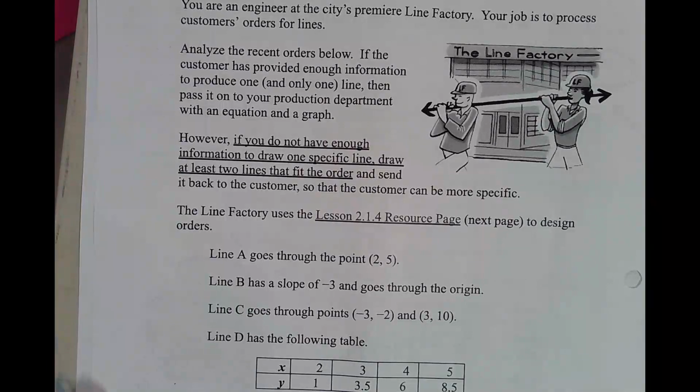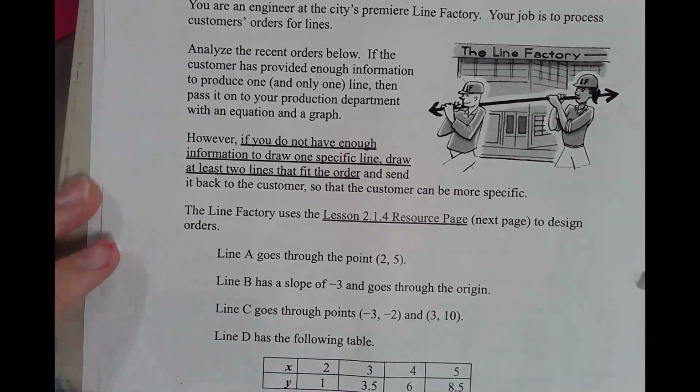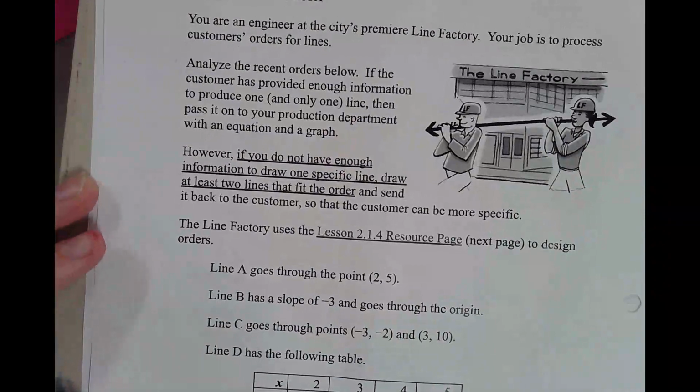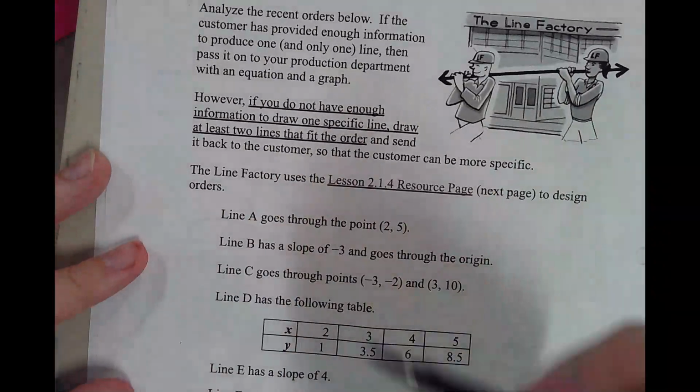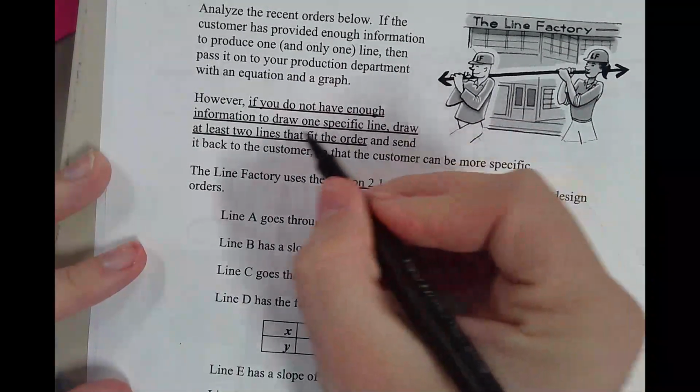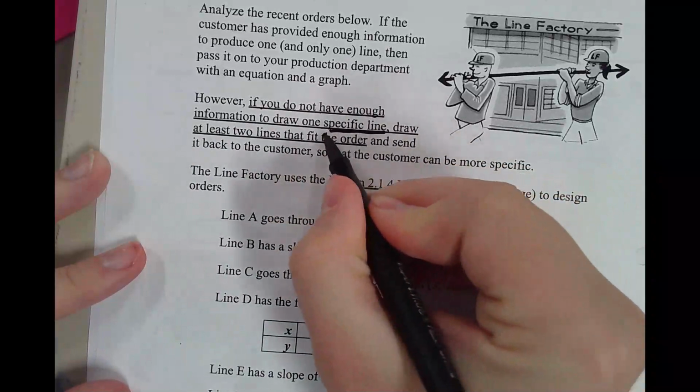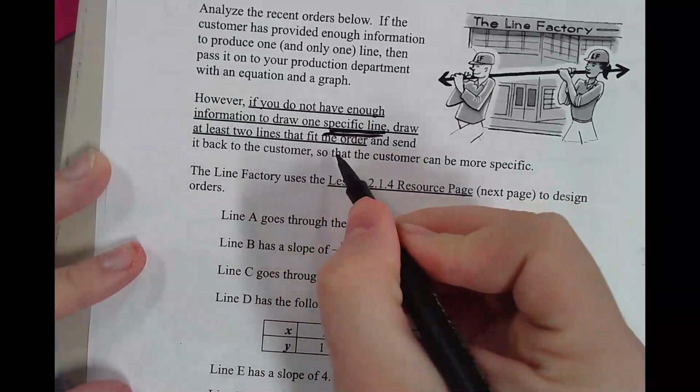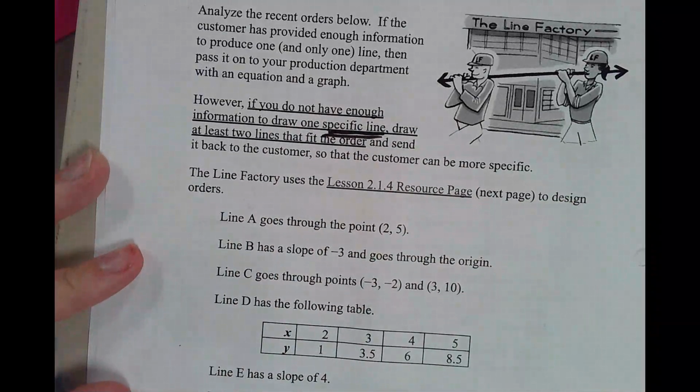All right, let's bring it back. So here we go. Let's check our work for these problems. It says for line A, again, if you do not have enough information to draw one specific line, draw at least 2 lines that would fulfill the order.